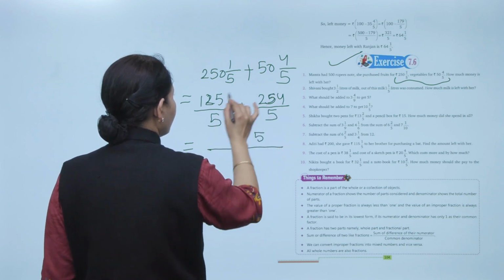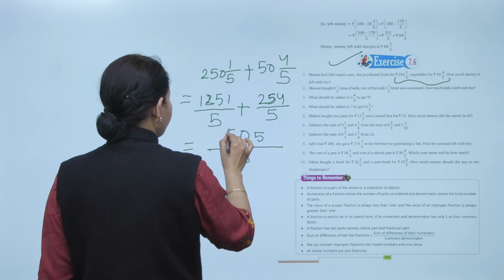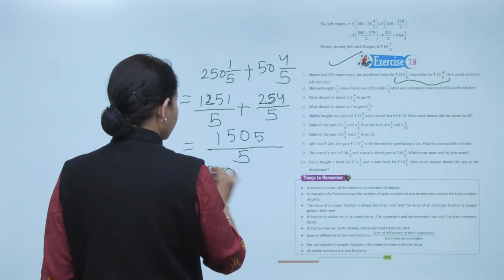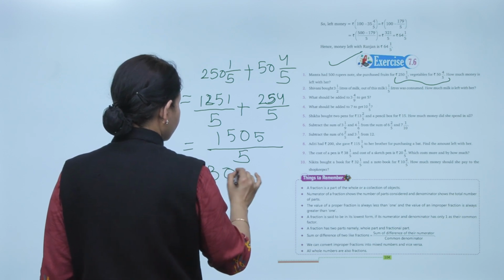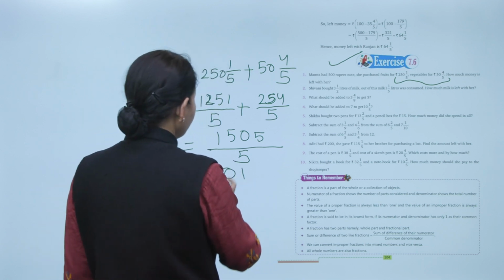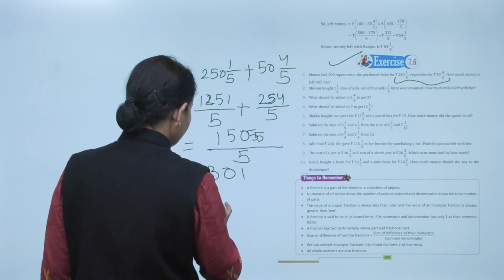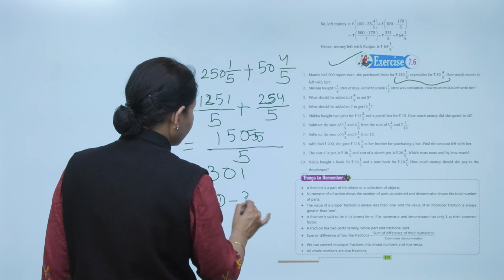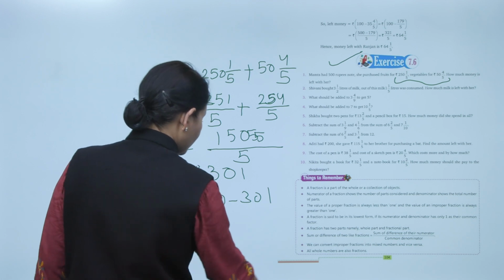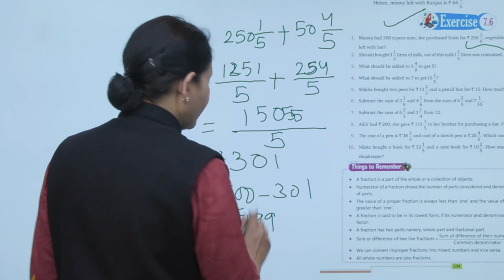ऐड कर देंगे इनको. 4 plus 1 5, 5 plus 5 10, 1 carry over, 1 5. 301 rupees. Clear? So this much money she has spent and she has total 500 rupees. So money left is 500 minus 301. That is equals to 199 rupees. That is the money left with her.